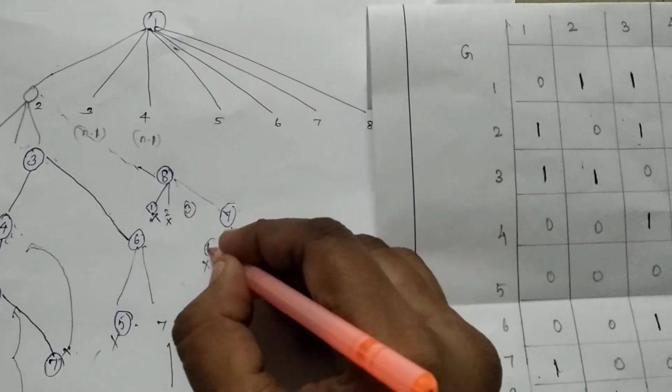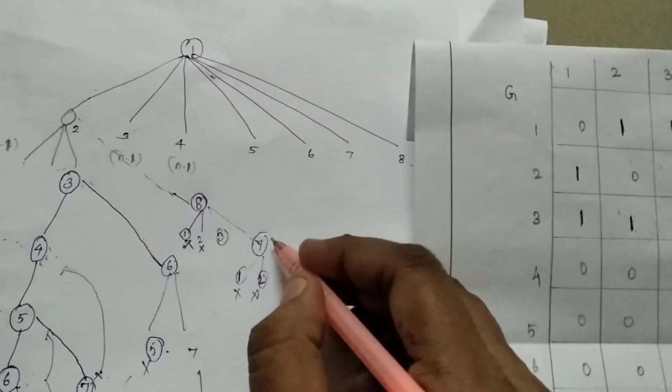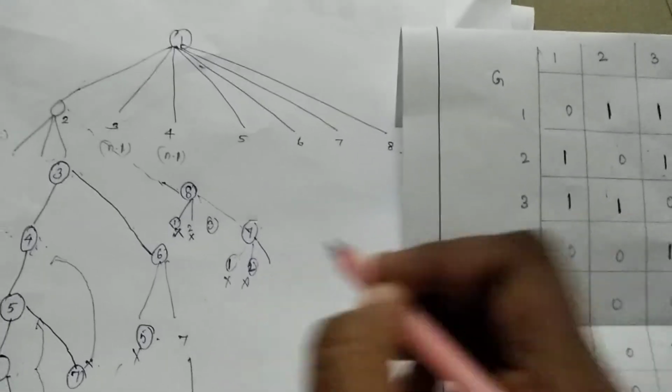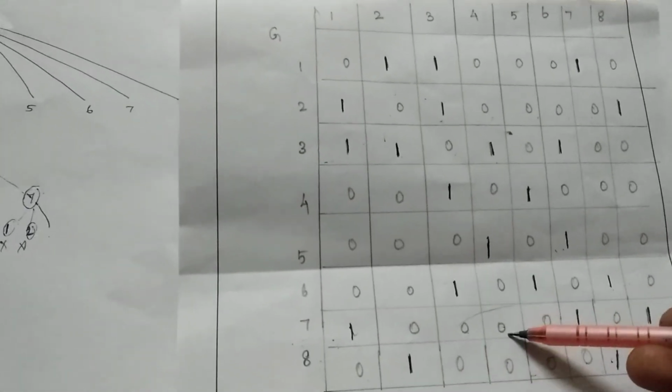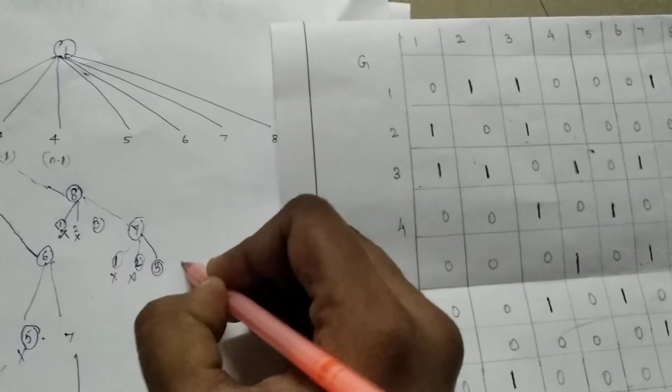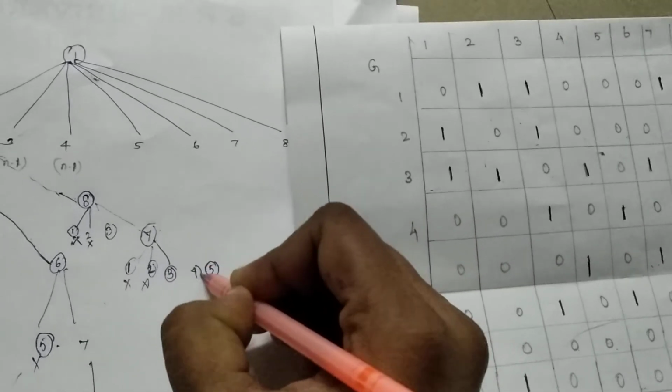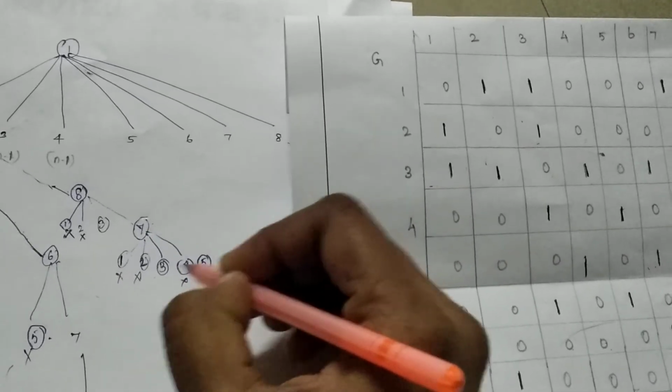Right? 1, 2 is already visited. And 3. Let's take 3. Is there any edge from 7 to 3? No. 7 to 4 is also no. 7 to 5 is also no. So 3, 4, 5, all these will fail.